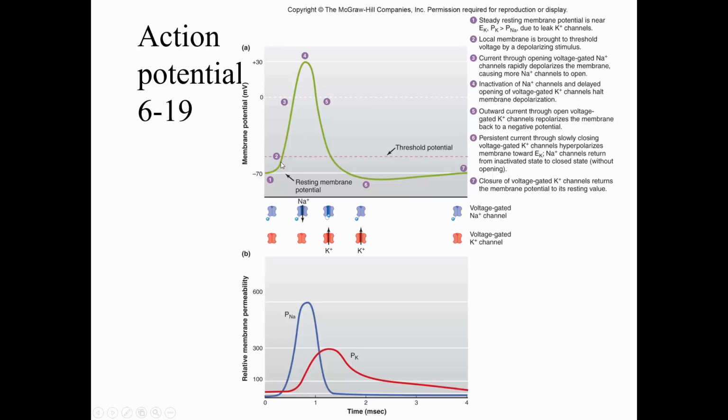Once my voltage-gated sodium channels open and they inactivate, no matter what I do, I cannot stimulate a new action potential. So when a neuron is absolutely refractory, it's because the sodium channels are already open or they're inactivated, and the cell is not capable of responding.